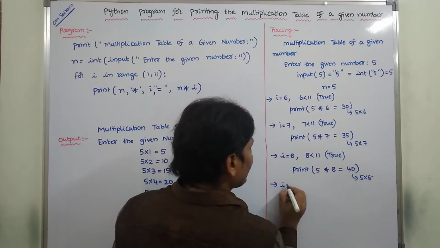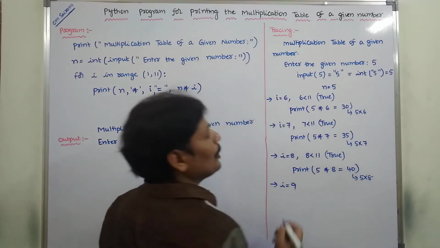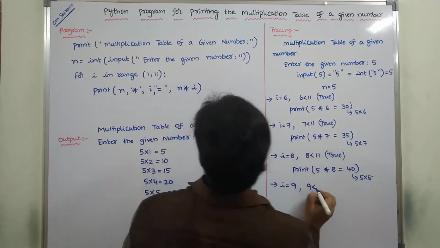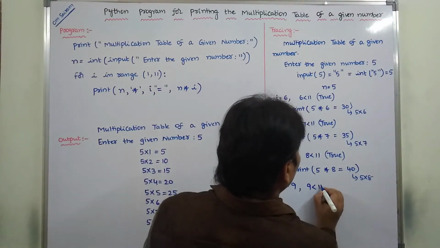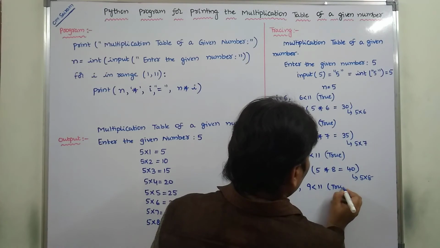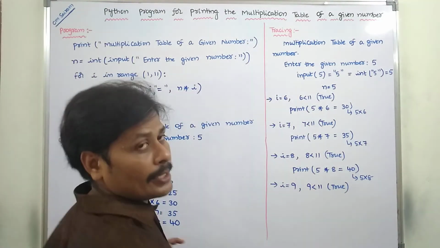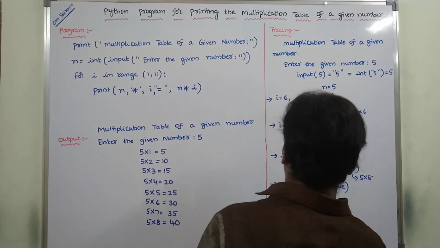Now I value is incremented by 1. Previously I value 8. 8 is incremented by 1, that is 9. 9 less than 11. Condition true. If the condition is true, then the control goes to the statement within the body of the for loop.